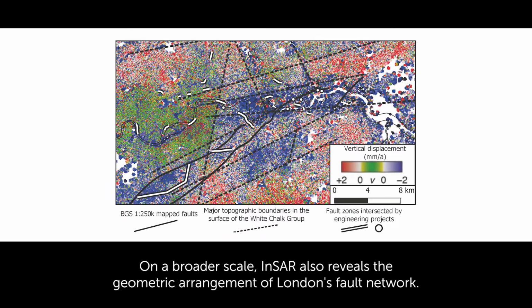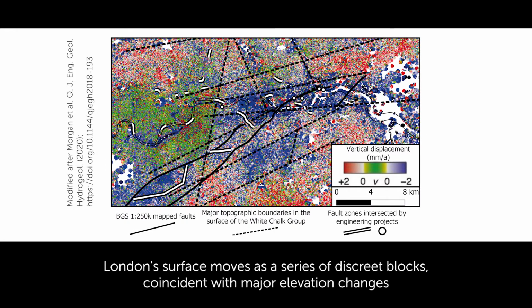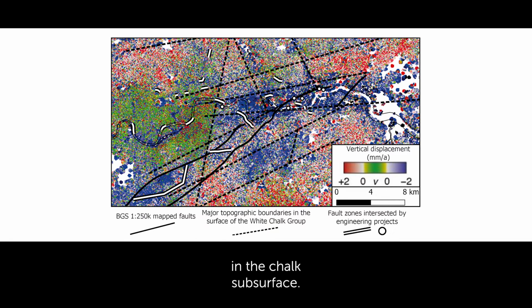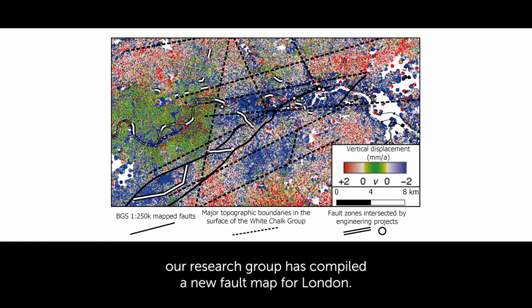On a broader scale, InSAR also reveals the geometric arrangement of London's fault network. London's surface moves as a series of discrete blocks coincident with major elevation changes in the chalk subsurface. Using a combination of borehole data, traditional geophysics and InSAR, our research group has compiled a new fault map for London.